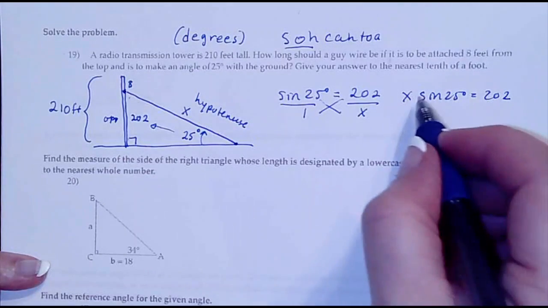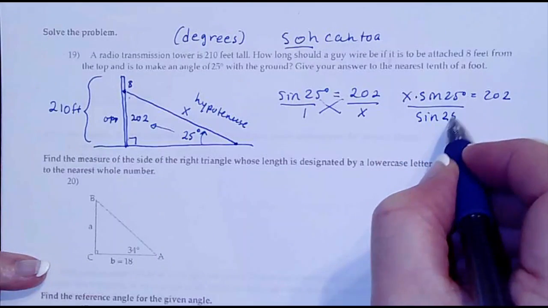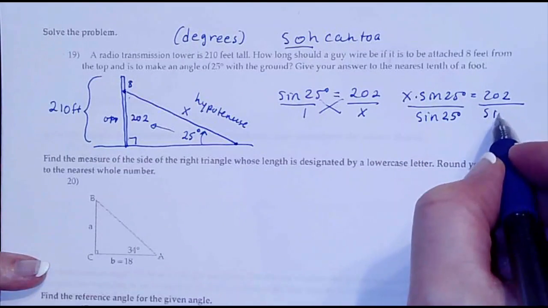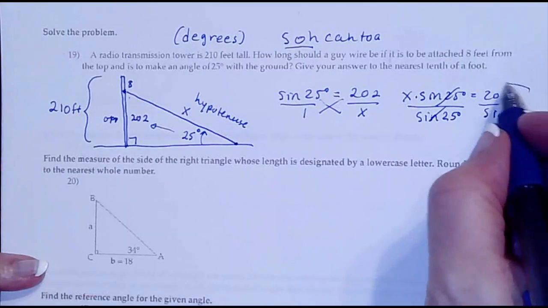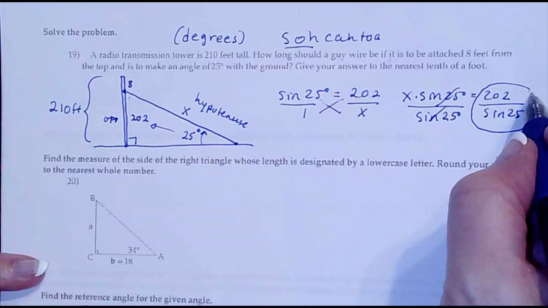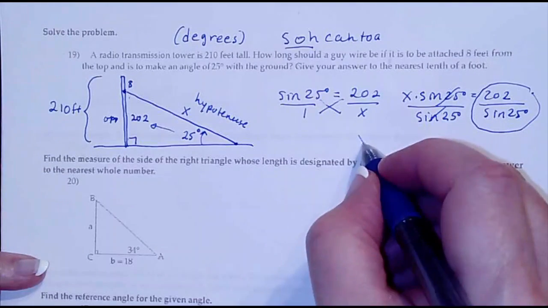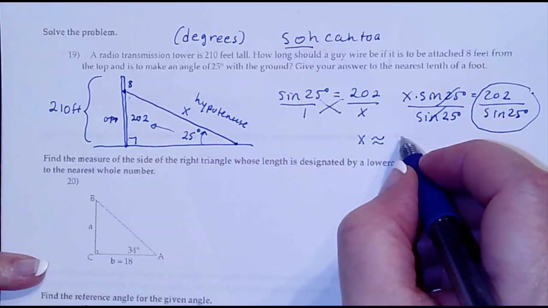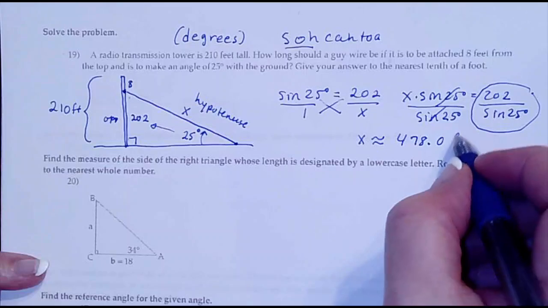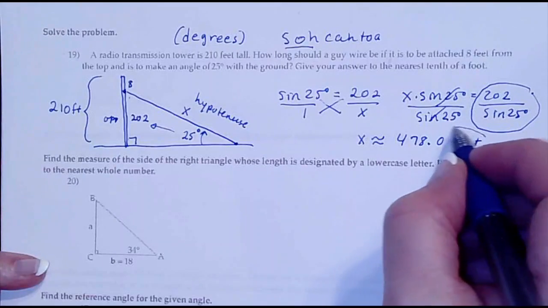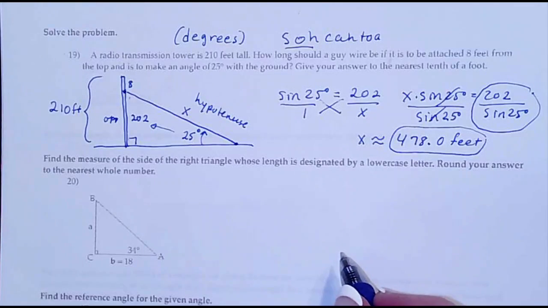So we cross product and we get x sine 25 degrees equals 202. But we're solving for x and this is multiplied, so we can divide both sides by sine 25 degrees. So this cancels out and whatever this comes out to be should be my answer. Calculator ready form says to the nearest tenth of a foot. So you get x is approximately 478.0 feet. We got to have the 0.0 because it says we want the nearest tenth of a foot.